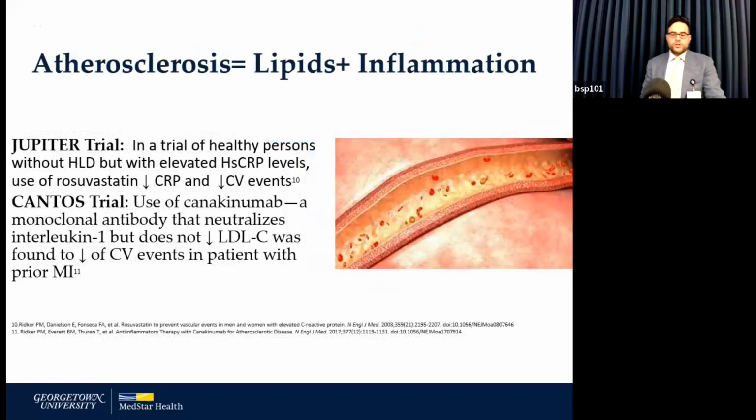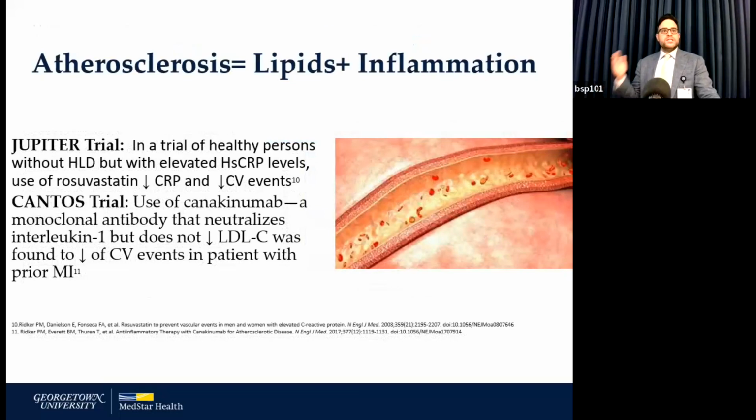The last point, and Dr. Taylor will talk about this more towards the end of our talk, is that atherosclerosis is not just cholesterol. It's cholesterol plus inflammation. There's 2 landmark studies that illustrate this beautifully.